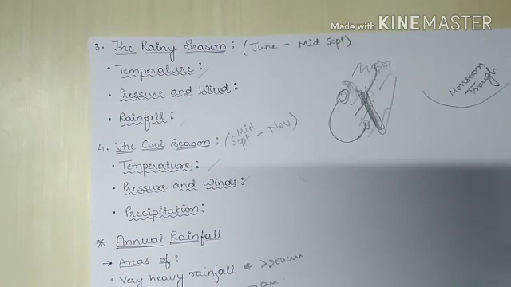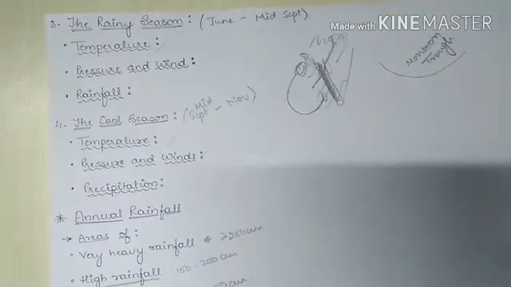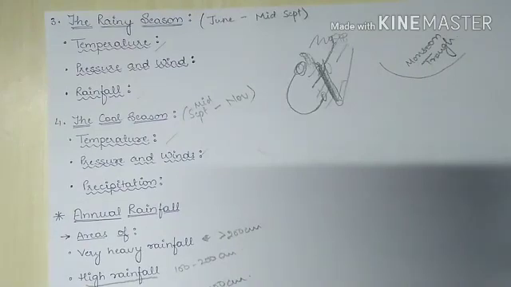Now we have some pockets which receive rainfall of over 400 centimeters, like Meghalaya. It is the wettest part of the country, with Mawsynram and Cherrapunji getting 1221 and 1102 centimeters of annual rainfall respectively. So that was about the seasons and rainfall of the country.